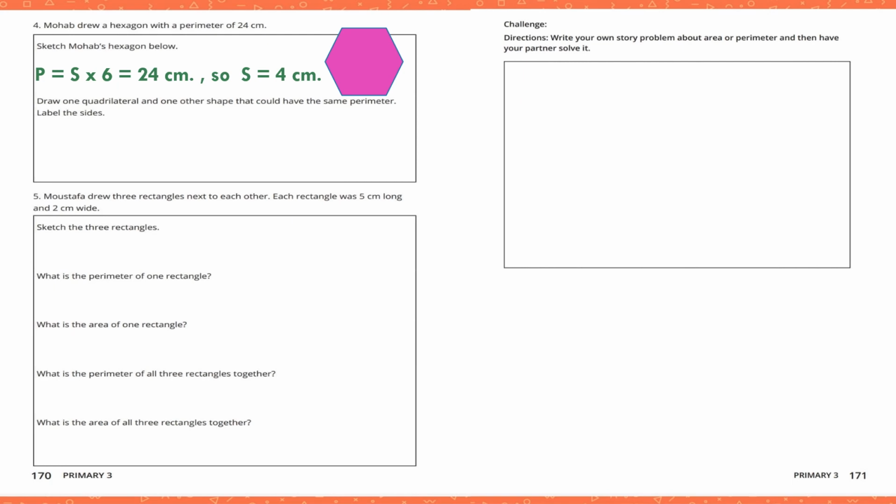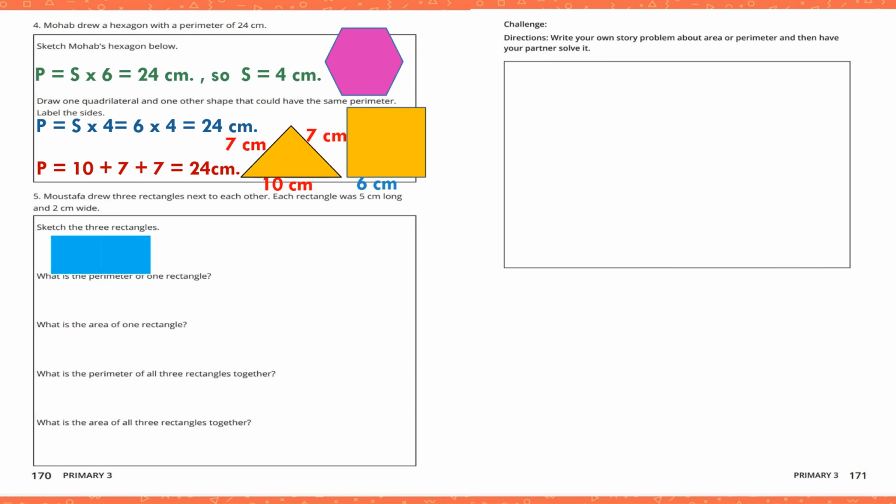Now draw one quadrilateral and one other shape that could have the same perimeter. So we can draw a square. The perimeter of the square is side length times 4. So 6 times 4 equals 24 centimeters. And we can draw a triangle as the other shape. So we will add 3 numbers to get the perimeter of 24 centimeters. It can be 10 plus 7 plus 7 equals 24 centimeters. Now we will solve the other one as homework.